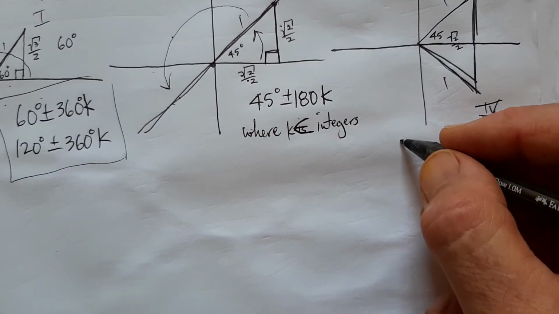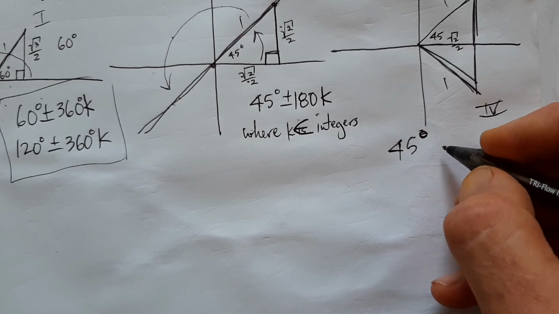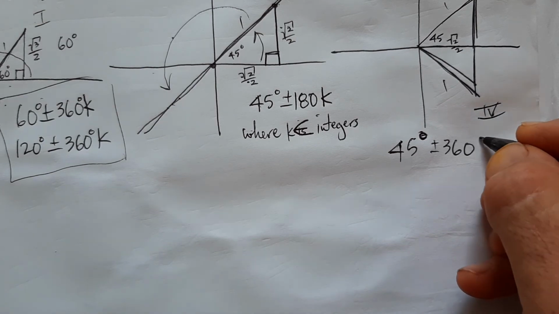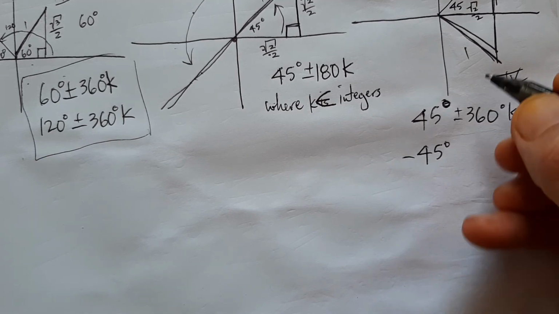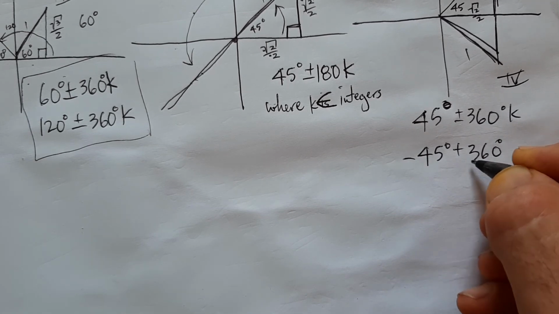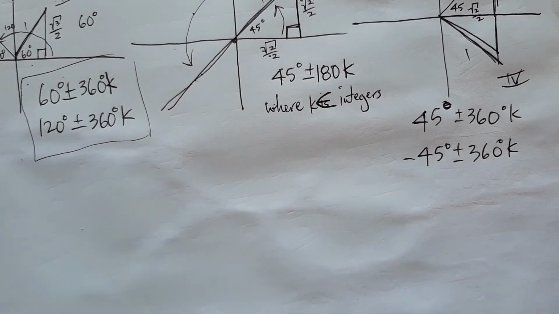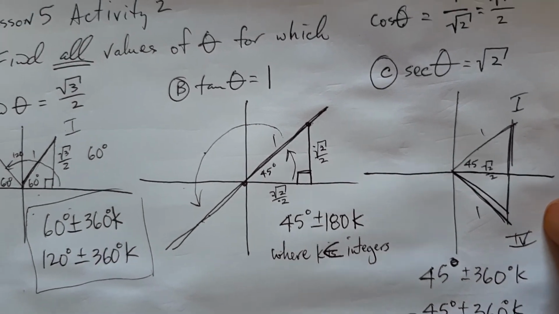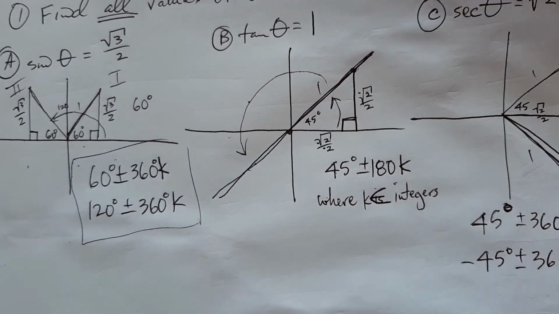So my angle is going to be 45 degrees plus or minus 360 times k, and negative 45 degrees. Or you can get that by adding 360, which gives you the other one, 315 degrees times k, where k is a natural number, a counting number. Okay, hope that's helpful. And we'll do the last activity of lesson 5 next.